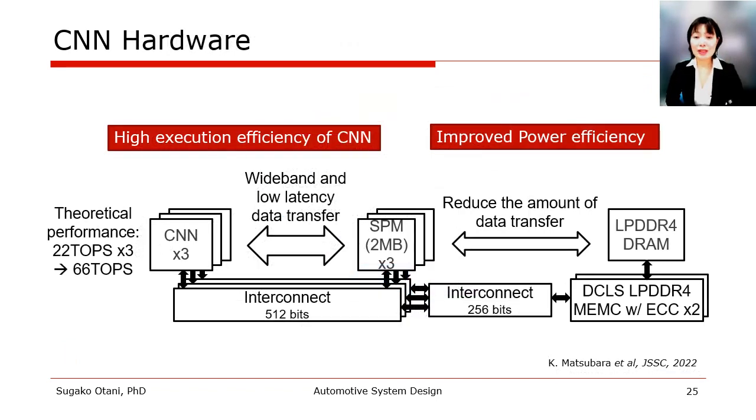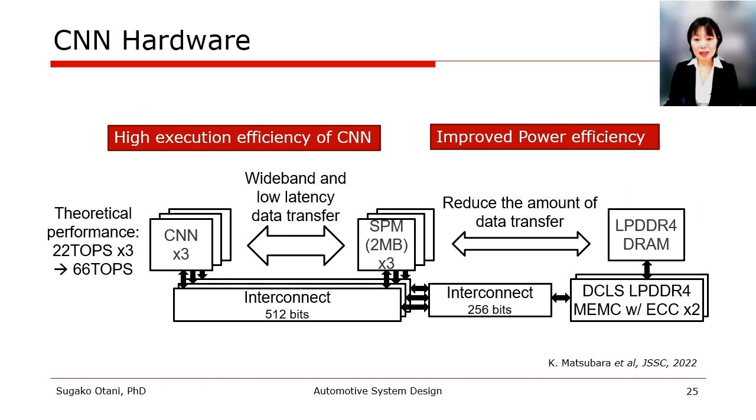This is an example of a CNN processor for autonomous driving. 3 CNN accelerators and a large scratch pad memory are connected by interconnects, capable of wide bandwidth and low latency data transfer. Compared to GPGPU, this architecture enables high execution performance efficiency of CNN processing and improves power efficiency by reducing the amount of data transferred to and from external DRAM, which is the power eater.